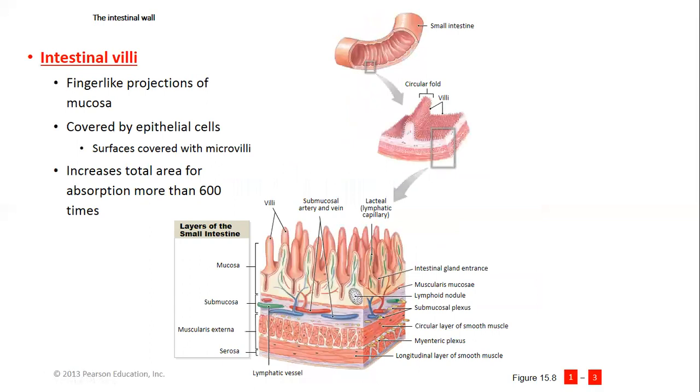Intestinal villi we've talked about. These are little finger-like projections that line a circular fold, plicae circularis, right? So villi, again, are lined by epithelial cells that have microvilli. So the simple columnar epithelium that lines each villus, that is the mucosal epithelium, also have microvilli, and that increases surface area and maximizes absorption 600-fold. It's incredible how much surface area you have in your digestive system.